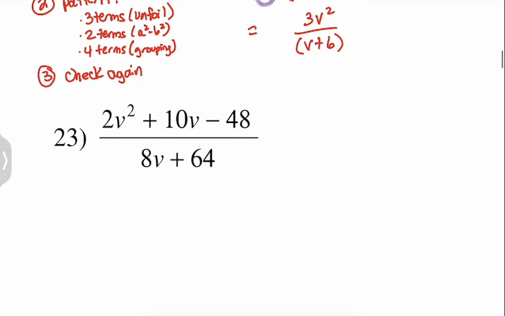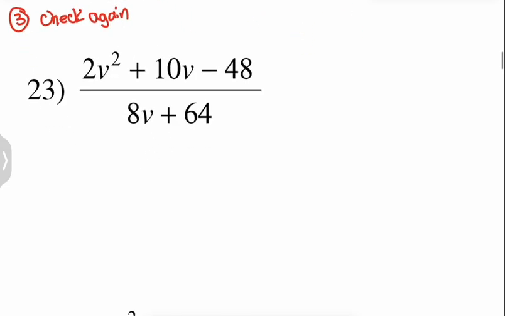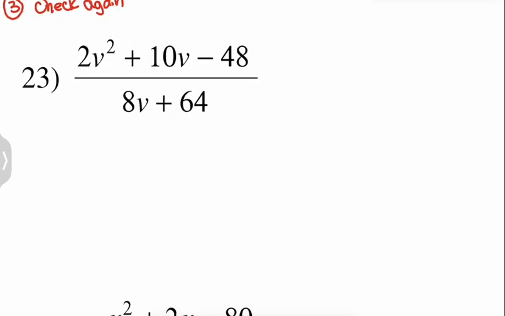Okay, let's do 23. So again, if we follow our little steps, the first thing we need to look for are greatest common factors. What is everything on top divisible by? 2. Let's take out that 2.